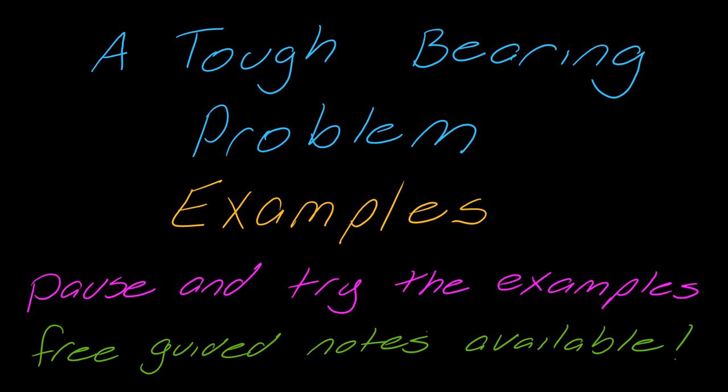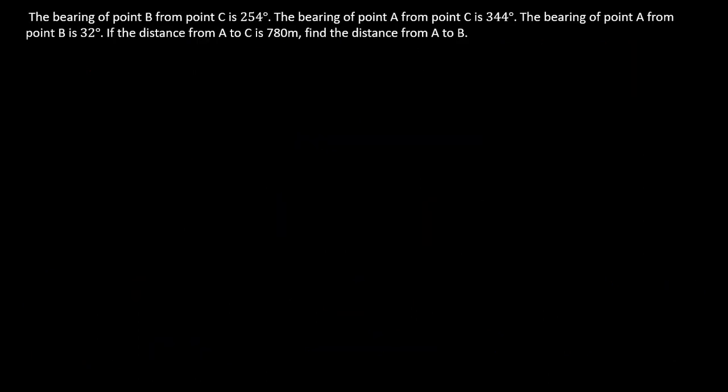So I'm going to go through a tough bearing problem that I put on one of my exams. I'll just read it. The bearing of point B from point C is 254 degrees. The bearing of point A from point C is 344 degrees. And the bearing of point A from point B is 32 degrees. If the distance from A to C is 780 meters, find the distance from A to B.